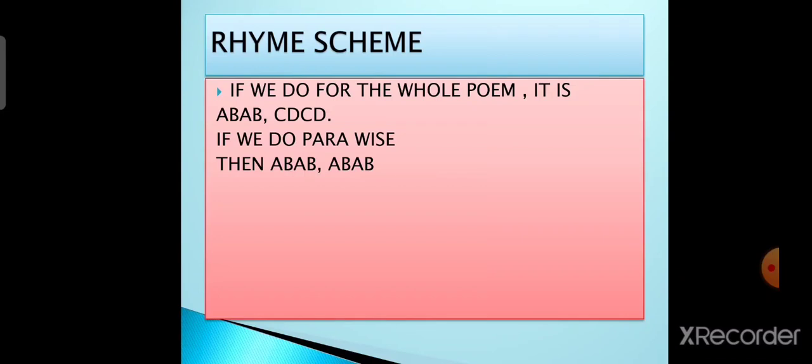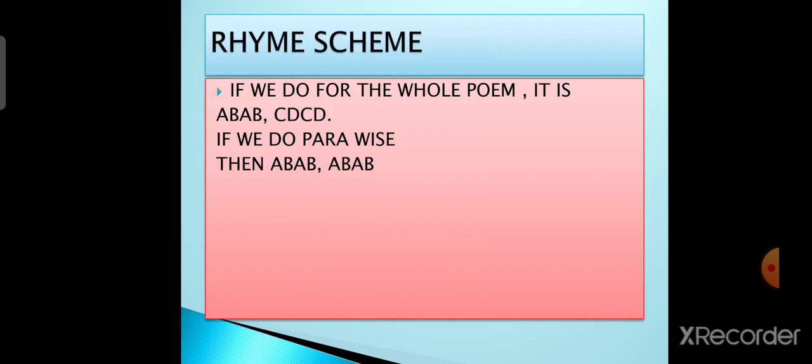First important point about the poem is rhyming scheme. If we do it for the whole poem, it is AB, CD, AB, CD, because you will be writing in continuation; there are two paragraphs. But if it is paragraph-wise, like one child is doing the first paragraph, another child is doing the second paragraph, it will be AB, because whenever you start making the rhyming scheme, you always begin with A.